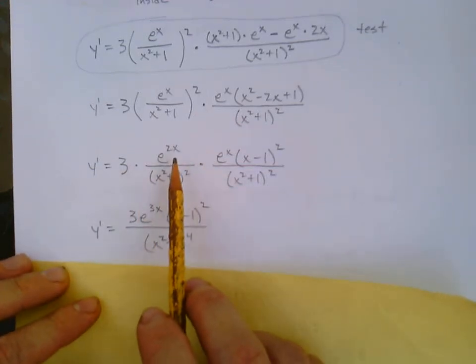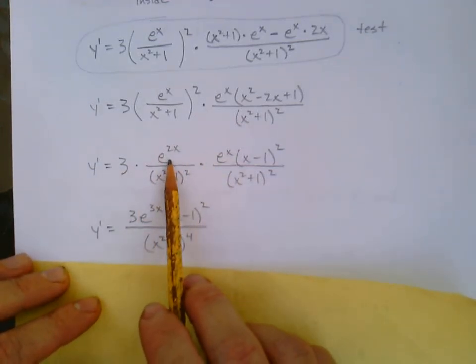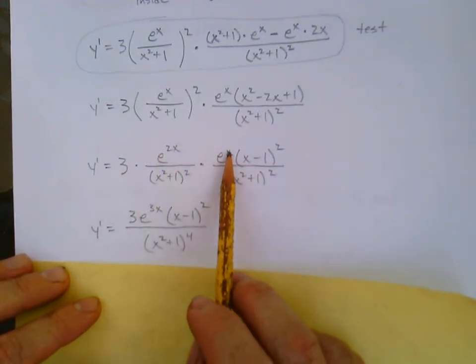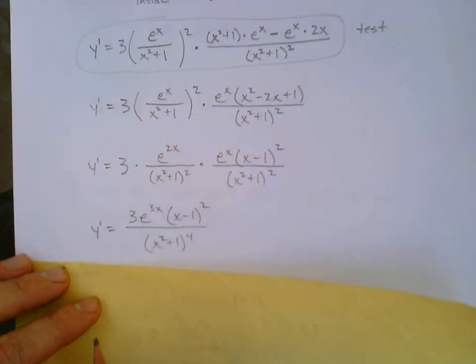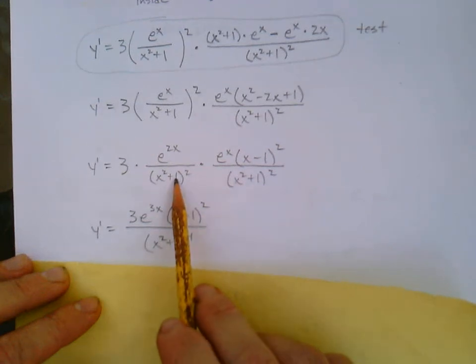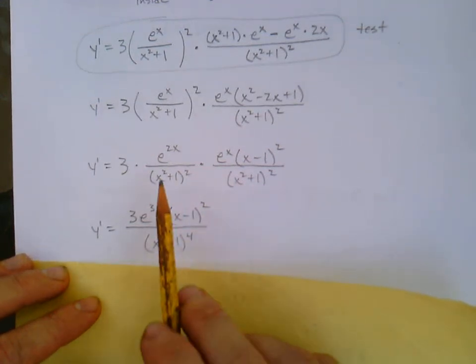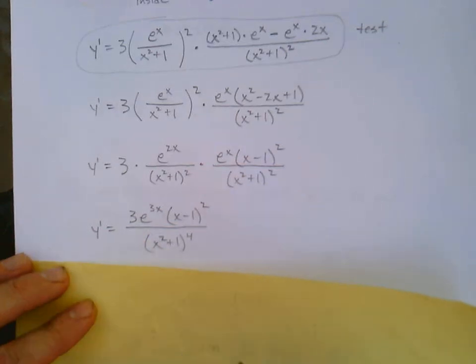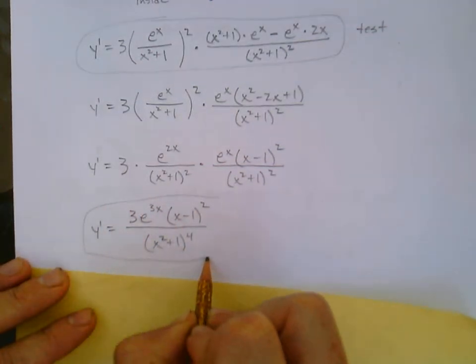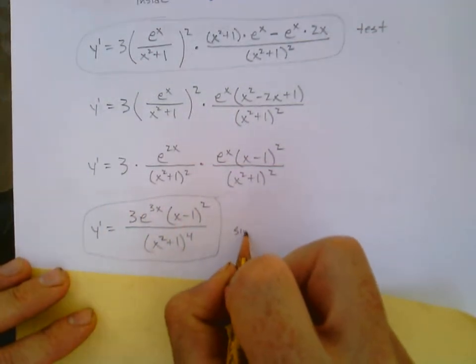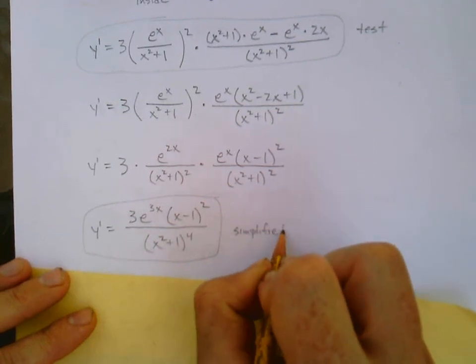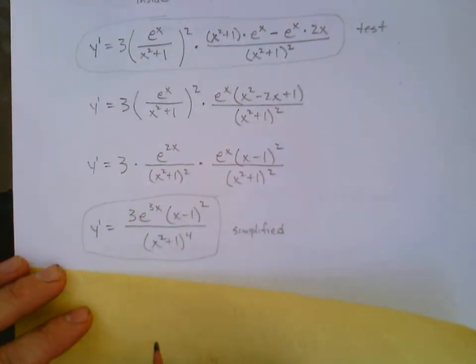What just happened? So if we multiply these fractions, e to the 2x times e to the x, we would add exponents, e to the 3x, and we've got that x minus 1 quantity squared, and the denominator happens to be x squared plus 1 to the 4th, and then we can put that 3 up in the numerator as well. So that's a nice fully simplified version, looking pretty good.